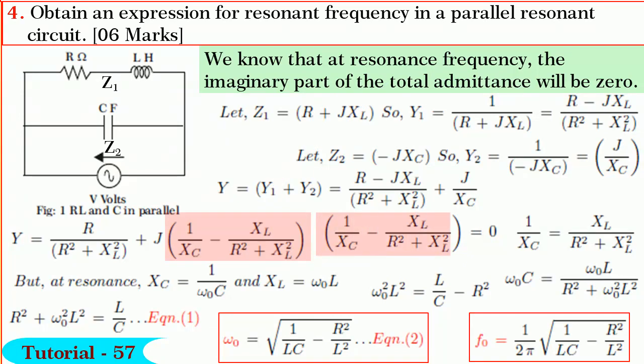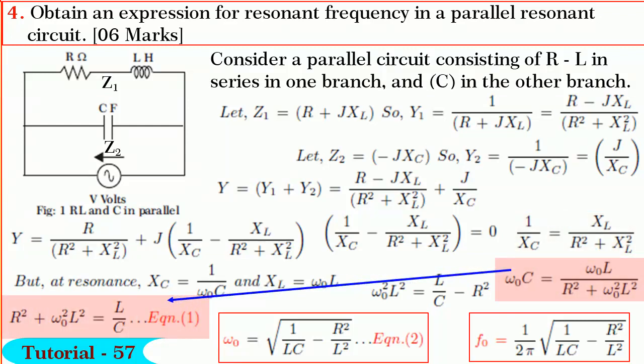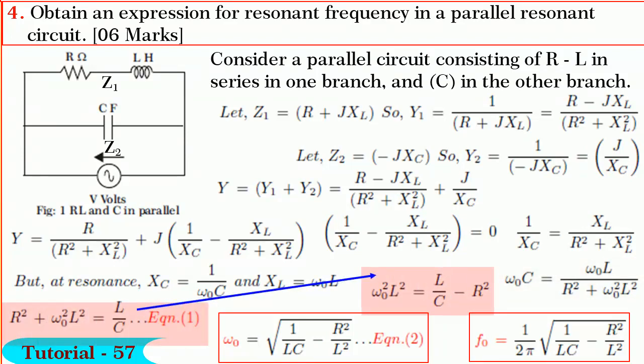Hence, by equating imaginary part to 0 and solving, we get 1 divided by XC is equal to XL divided by R square plus XL square. But at resonance, XC is equal to 1 divided by omega naught C and XL is equal to omega naught L. By substituting and solving, we get R square plus omega naught square L square is equal to L divided by C, or omega naught square L square is equal to L divided by C minus R square.